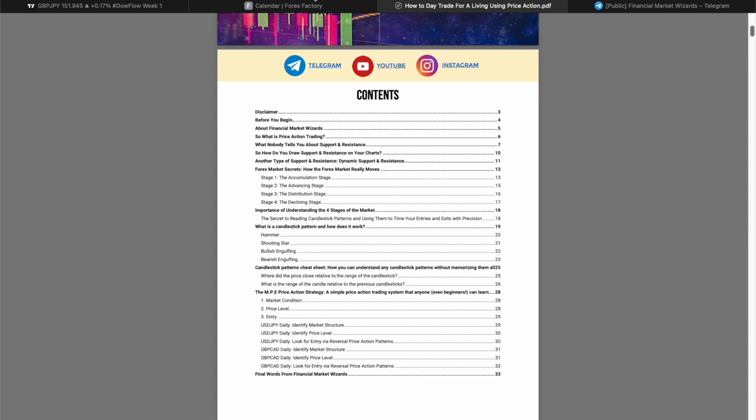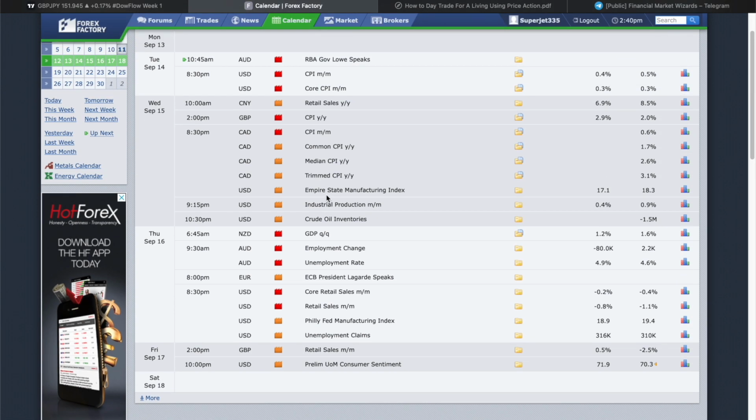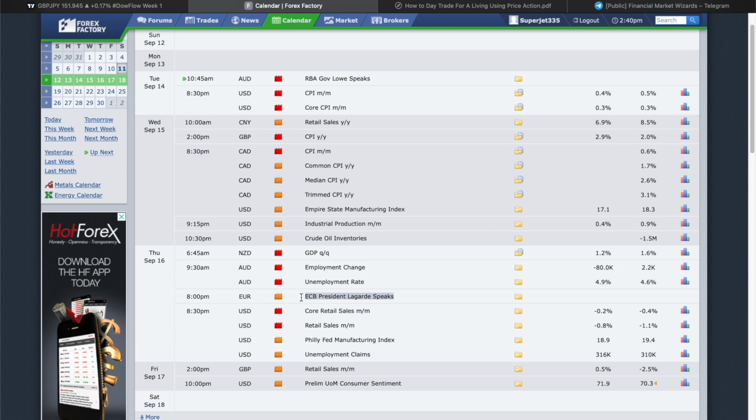Okay, next week again, as a gentle reminder, it's probably going to be very difficult because we have another speech, okay, on Thursday 8 p.m. So it's not going to be easy. Please manage your risk. Do not risk more than 3% of your equity per trade. We have winning weeks, we have losing weeks. But if you manage your risk, then on balance, in the long run, you should come out ahead.